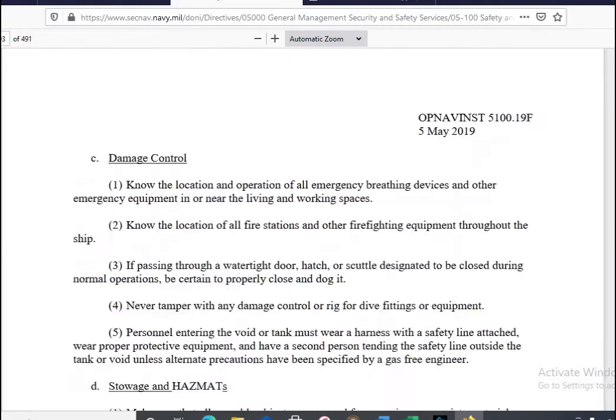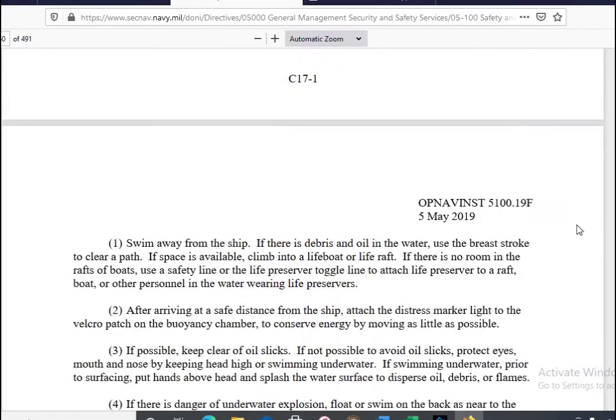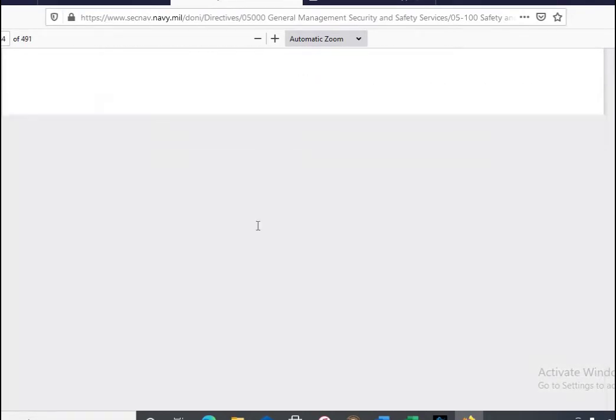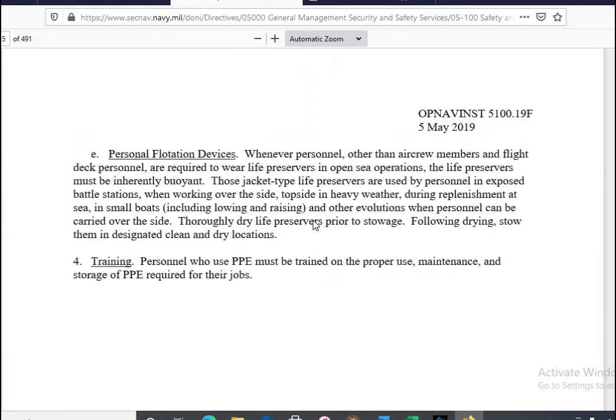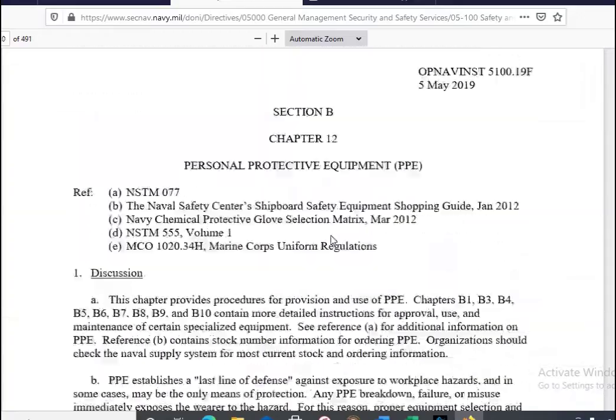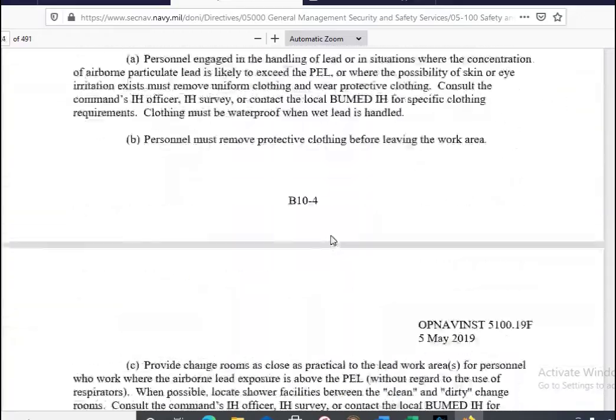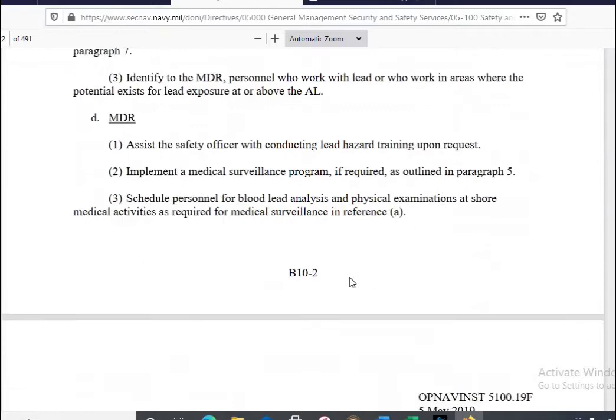Oh, went straight to D. Now we're in C's. Still in C's. Oh, B12, so we're almost there. B10, here we go.